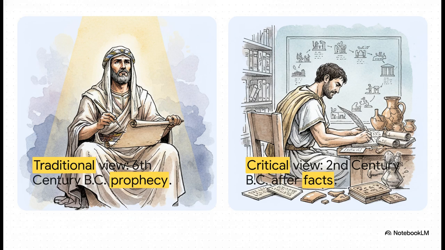On one hand, the critical view argues that the text must have been written in the 2nd century BC, meaning after these events took place, basically history disguised as prophecy. But on the other hand, the traditional view maintains a 6th century BC date. They argue that an omniscient God gave predictive prophecy to Daniel to prepare the Jewish people for the really hideous stress they were going to face centuries later. We're just looking at both sides here, but you can definitely see why it's such a hot topic.